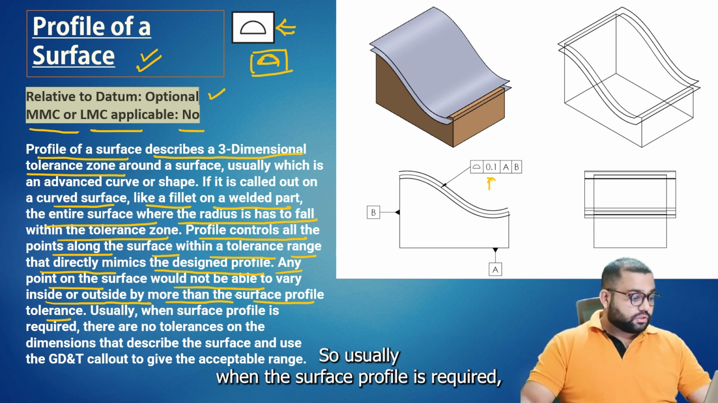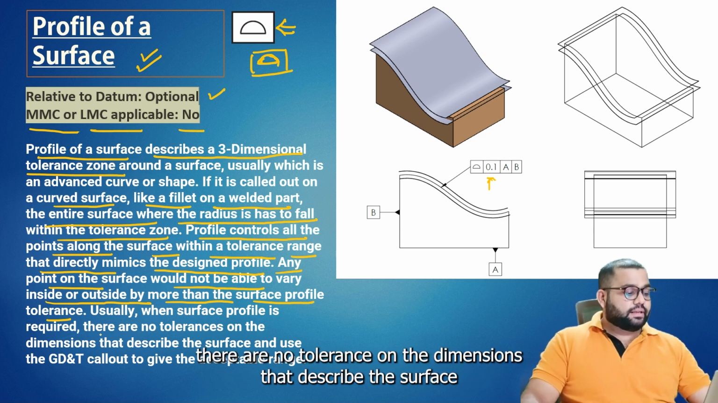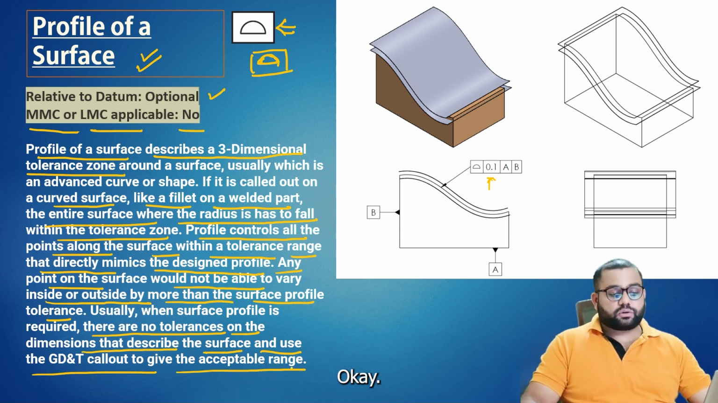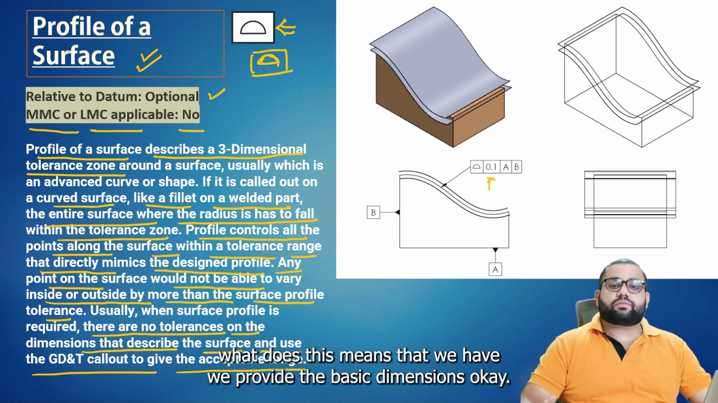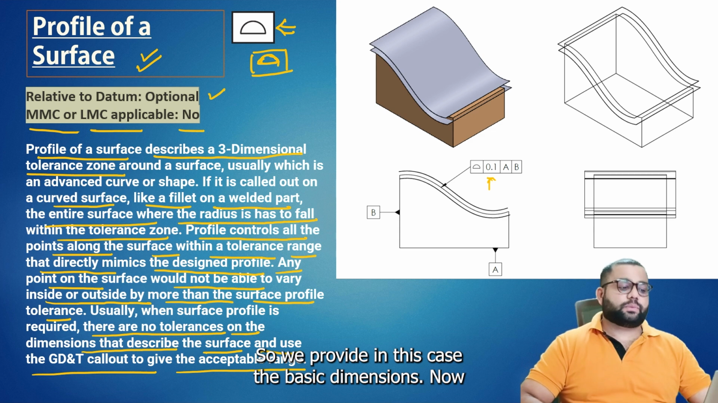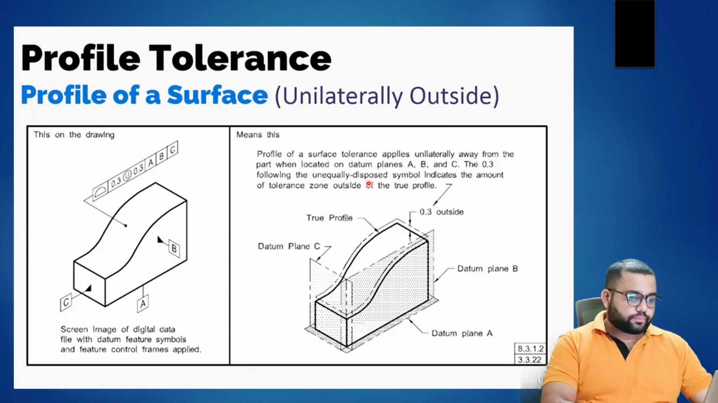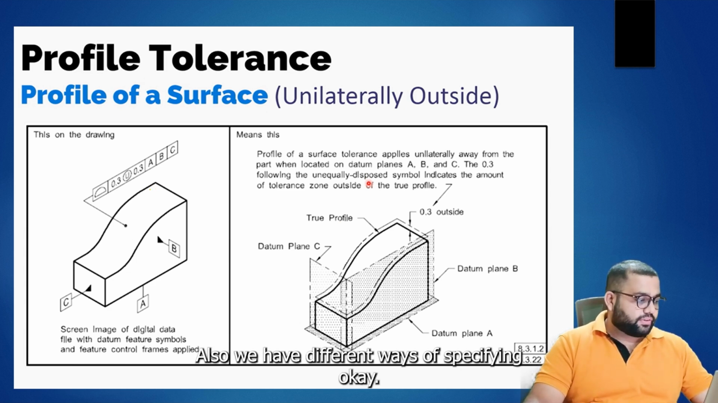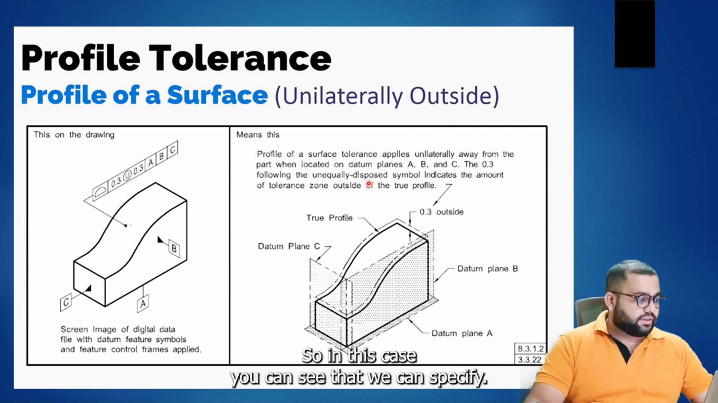Usually when the surface profile is required, there is no tolerance on the dimensions that describe the surface. We use the GD&T callout to give the acceptable range. So basically, we provide the basic dimensions. Now you can see, when it comes to a profile of a surface, we also have different ways of specifying.